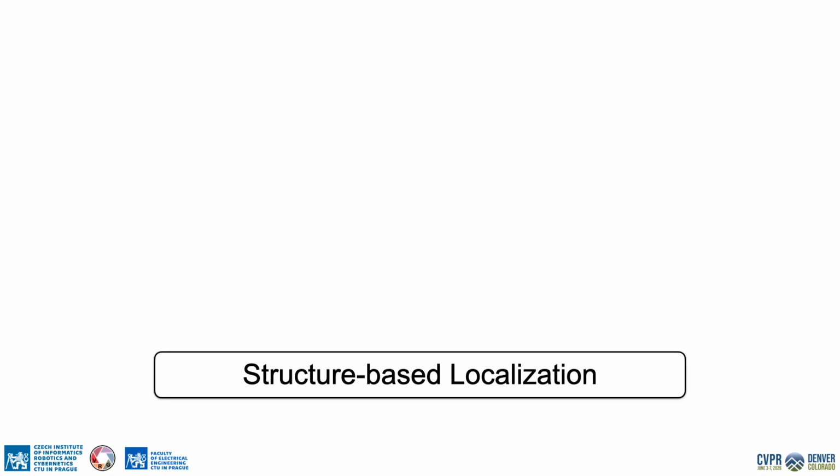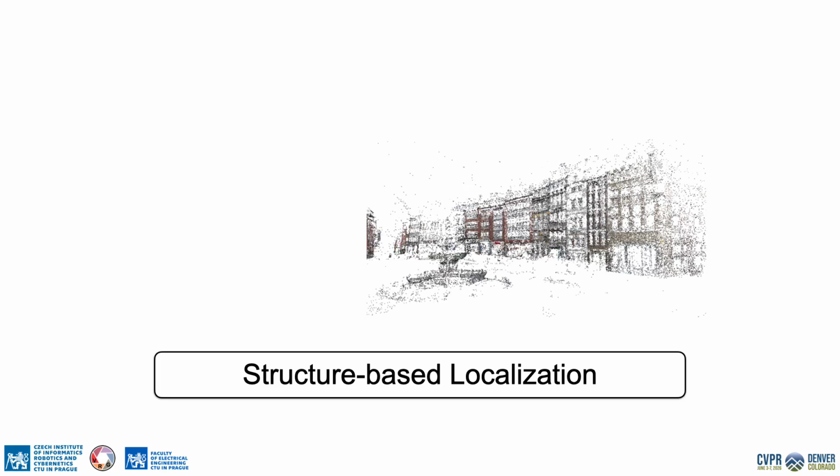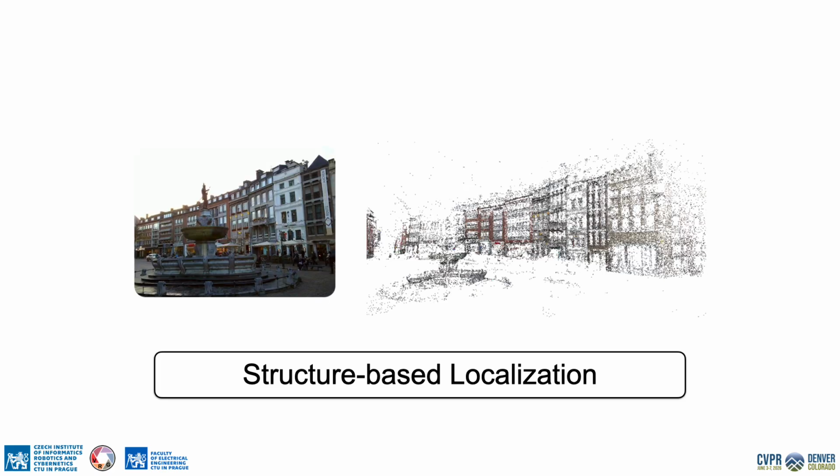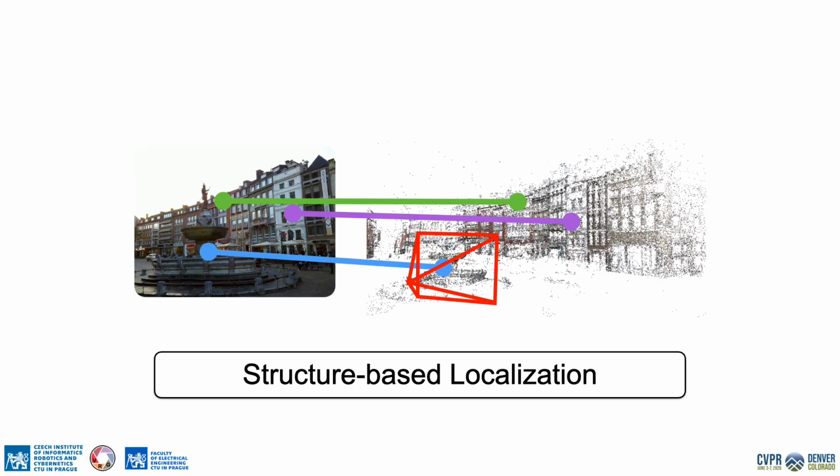When it comes to accuracy, state-of-the-art methods are structure-based. Given a 3D model of a scene and a query image, they establish 2D-3D correspondences between pixels in the query image and 3D points in the scene. These matches are then used for camera pose estimation by applying a camera pose solver inside RANSAC.